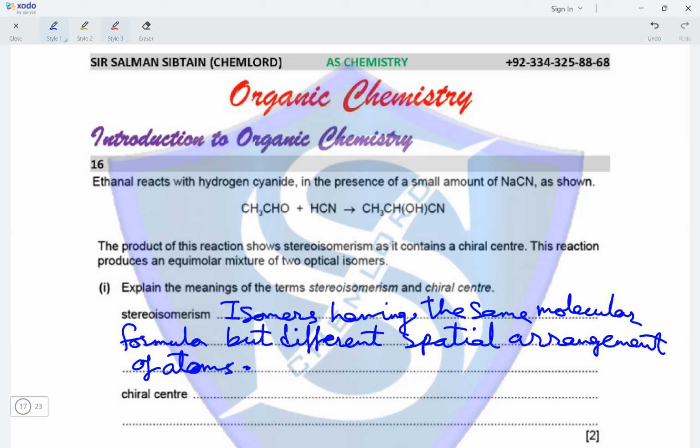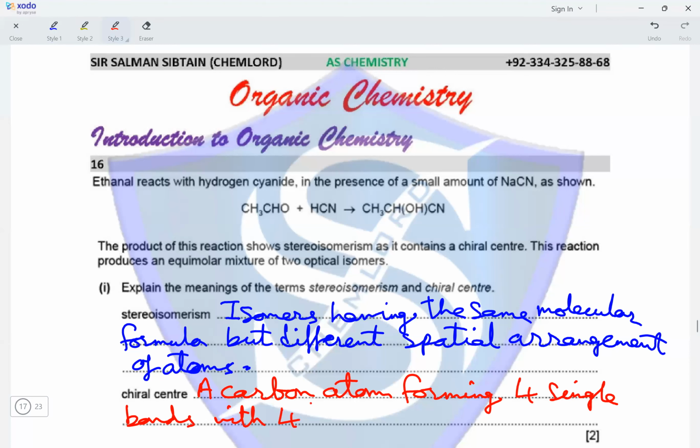And the meaning of a chiral center is a carbon atom forming four single bonds with four different atoms or groups of atoms. So this is the definition of a chiral center.